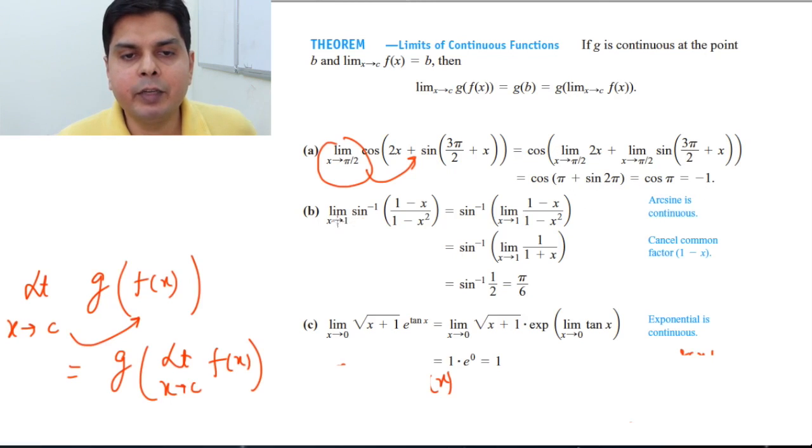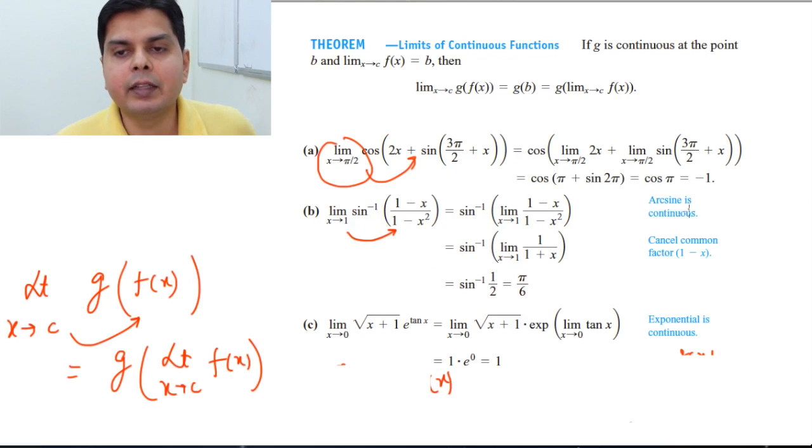Similarly, if I have to find limit x tends to 1 of sin inverse of this thing, I can take this limit operation inside the bracket. So it will be sin inverse of limit x tends to 1 of (1 minus x) by (1 minus x square). All of you can very easily find this out by cancelling the common factor 1 minus x. You will get sin inverse 1 by 2, equal to pi by 6, and we can do this because arc sine, that is sin inverse, is a continuous function.